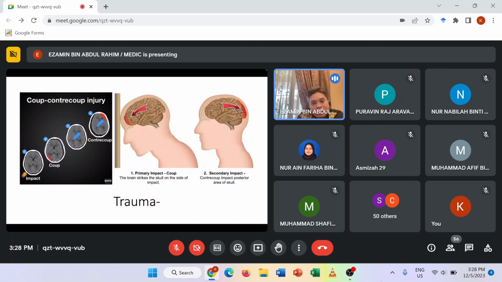Okay, trauma. I think it's quite straightforward. If the impact is like this and the injury is on this side, it is coup, and however the impact to the other side is contrecoup. So sometimes the bleed is on both sides, not just the front, but also the back. I think around 20%, if I'm not mistaken, of patients get head injury because of motor vehicle injury, for example the head hits the dashboard or the steering wheel, and then sometimes the patient can get this sort of injury.